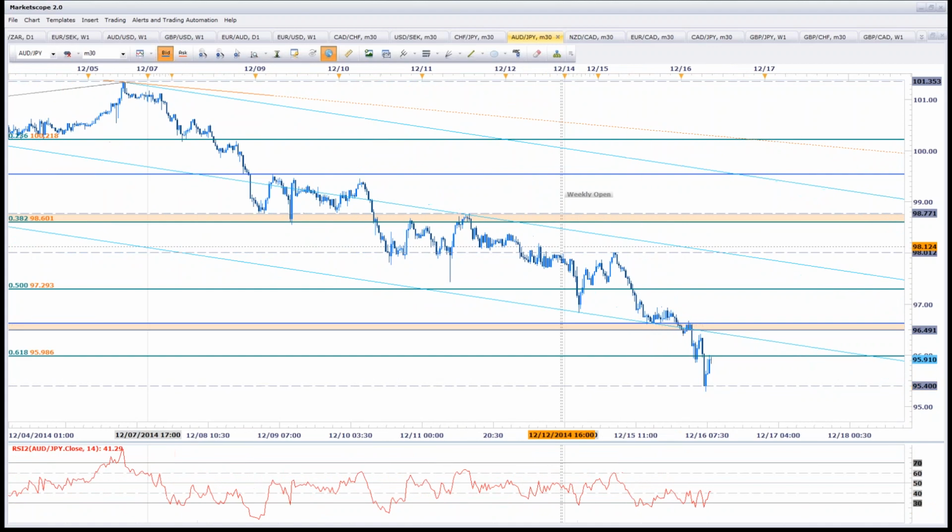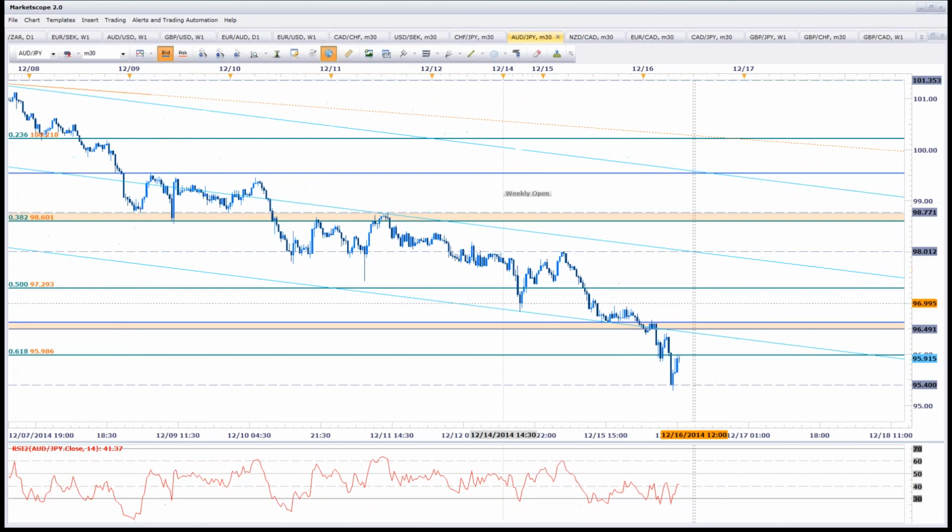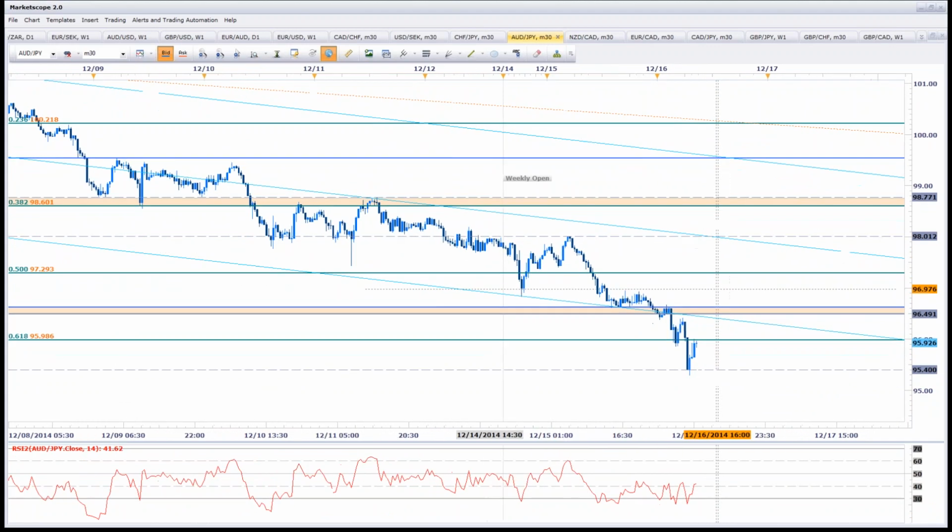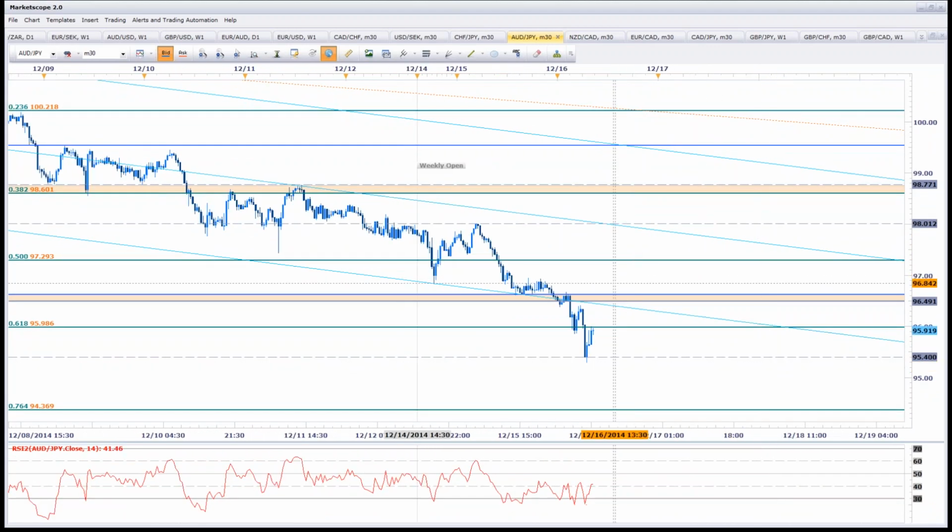Okay, again, another really clean opening range break. You don't get them quite this clean, quite this often this late in the year, so we'll take it where we can get it.